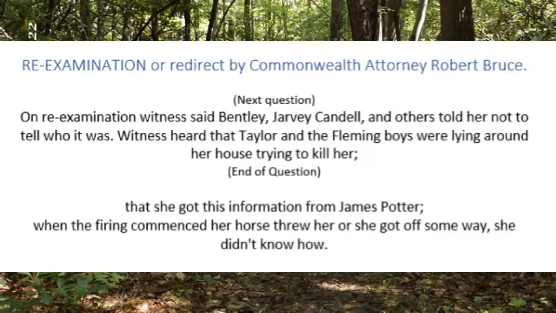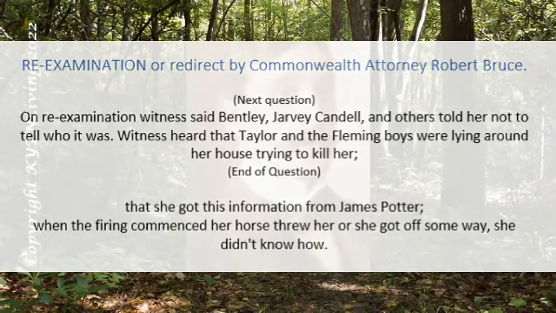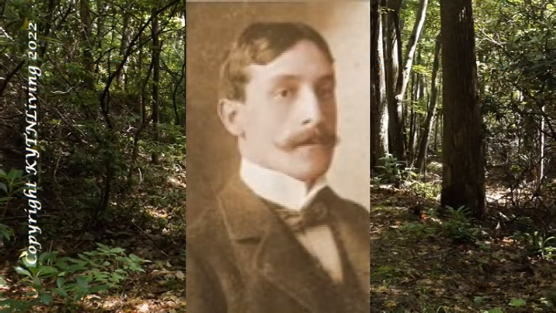Re-examination or redirect by Commonwealth Attorney Robert Bruce. Next question. Answer. On re-examination, witness said Bentley, Jarvie Candell, and others told her not to tell who it was. Witness heard that Taylor and the Fleming boys were laying around her house trying to kill her. End of question. Next question. Answer. That she got this information from James Potter. When the firing commenced, her horse threw her and she got off some way. She did not know how. End of question.